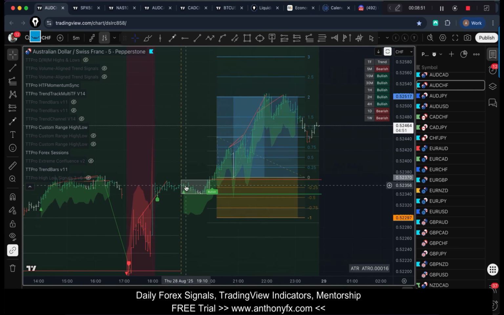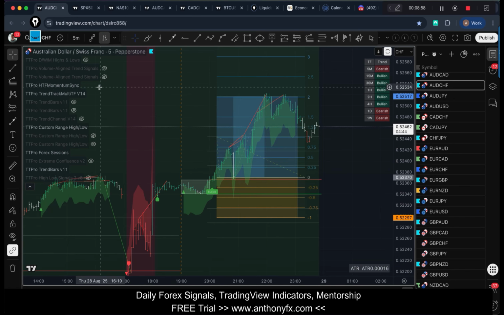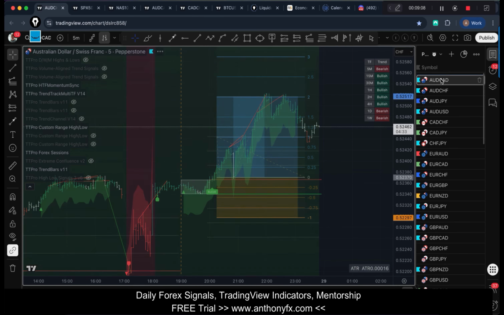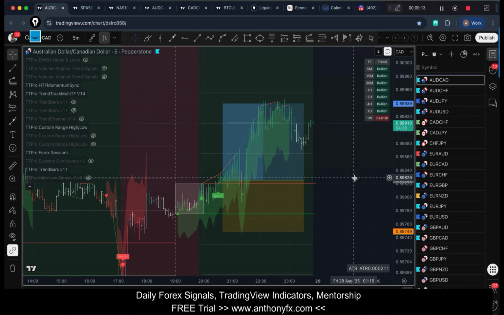There's 2R. There's the initial range. We wait for that, and then after that we get the bullish break. And again, the trend momentum sync is green, and the trend multi TF is green. It's a no-brainer. Take it, Aussie CAD. Okay, that's the outcome from the Asian session today.